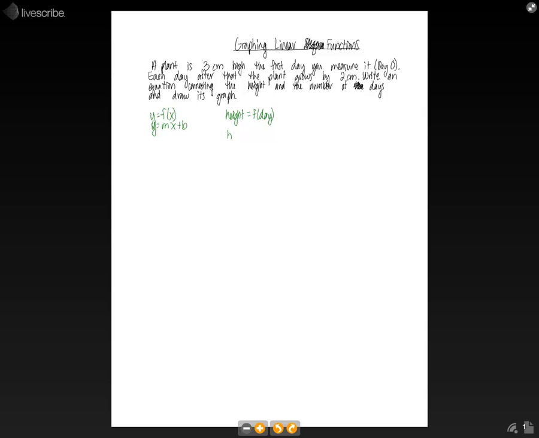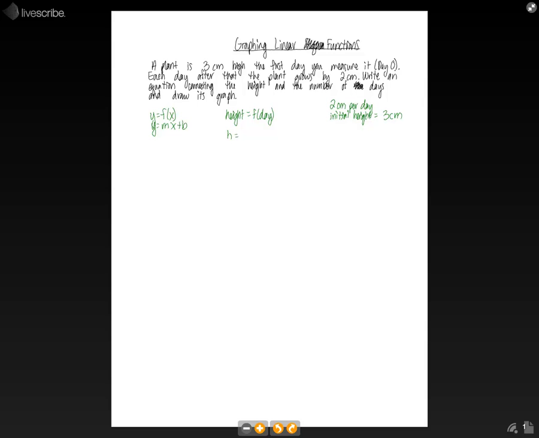we'll say h, our height, is going to be equal to some function that we have to find out. And so we know that it grows 2 centimeters per day, and we know that the initial height is 3 centimeters. So the 3 centimeters doesn't change from day to day. It doesn't affect anything else. It's not a function of what day we're on, so it's not going to be multiplied with our variable of the day.